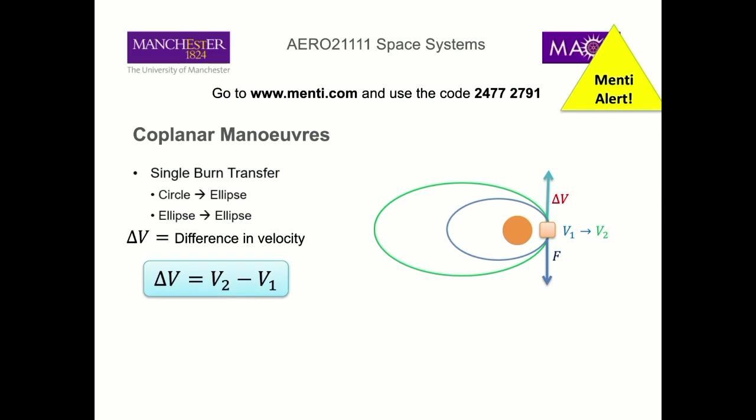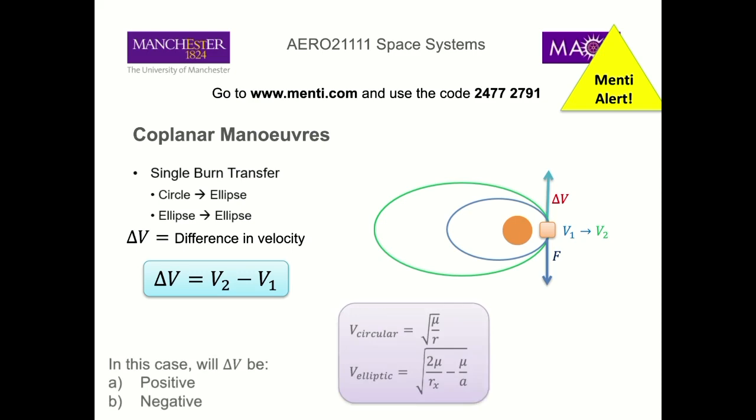And we could equally do that moving from a bigger ellipse to a smaller ellipse or a smaller ellipse to a bigger ellipse. And that delta V is literally just the difference between the two velocities at that point. So it has to be at the same point where you apply that maneuver, and it's the difference in velocity. So the satellite on that circular orbit will have had one velocity, but on the elliptical orbit will have had a different velocity, and the difference is the delta V.